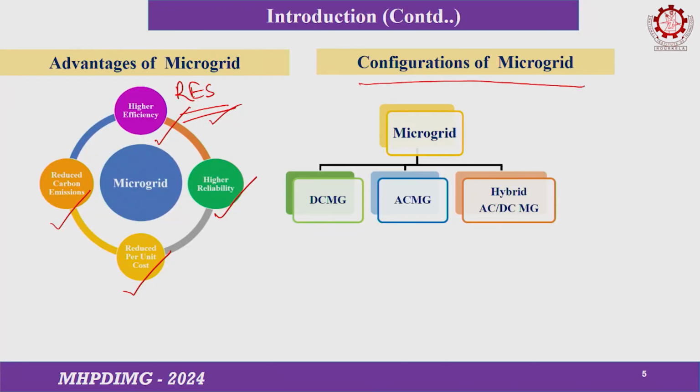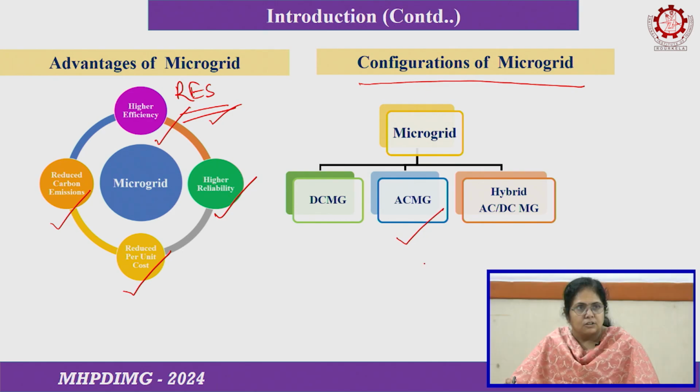Then we will talk about the classification, how we will classify. Before going to the total layout of the microgrid, broadly, based on which parameter do you classify a microgrid? Instantly we will say, based on the power supply: if it is connected to an AC bus, it is called an AC microgrid. If it is connected to a DC bus only, then it is a DC microgrid, and if it is a combination of AC as well as DC bus system, it is the hybrid AC DC microgrid. This is about the configuration of a microgrid.